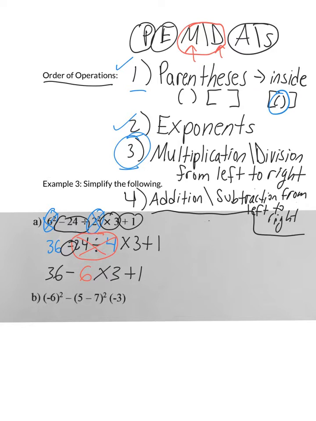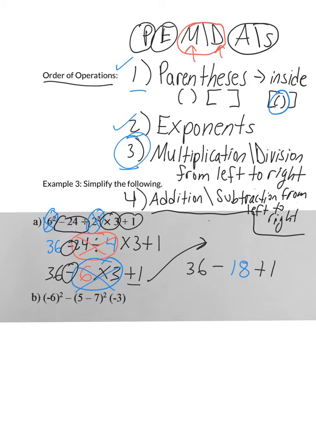Now I can multiply 6 times the 3. As usual, I'm running out of room with my big old handwriting here, but I'm going to bring over the 36. I'm going to bring over this minus sign still, and now I'm just doing 6 times 3, which is 18, and bring over the plus 1.